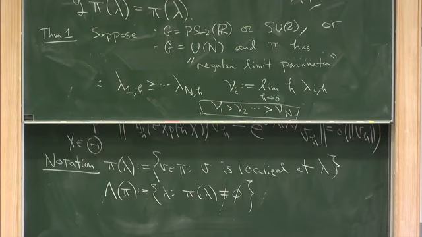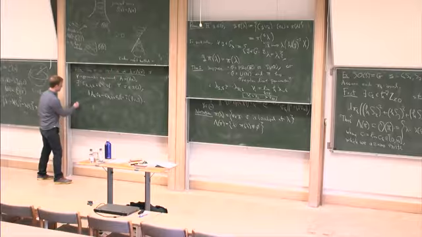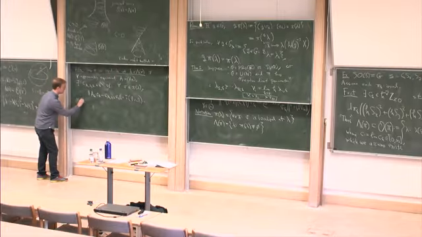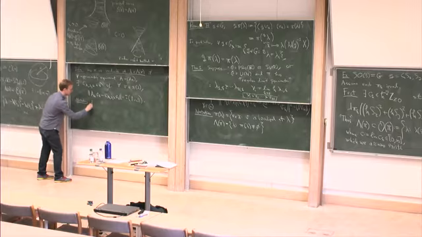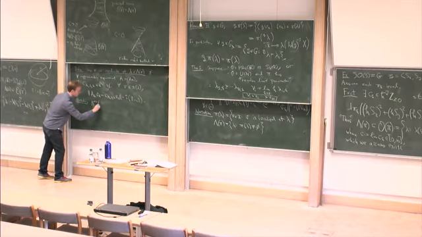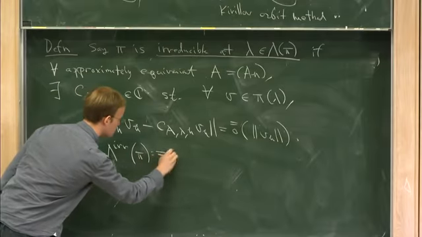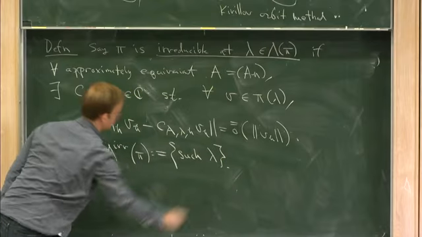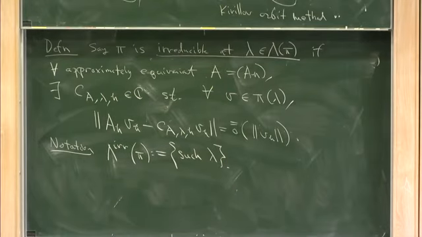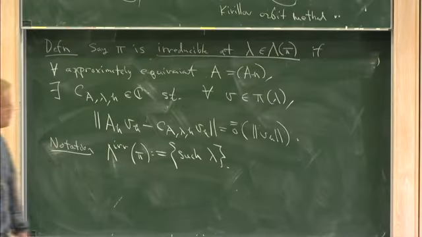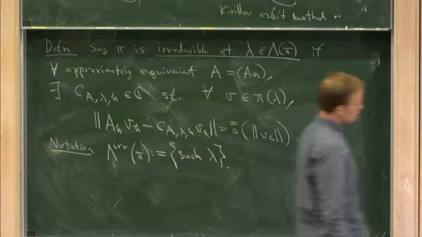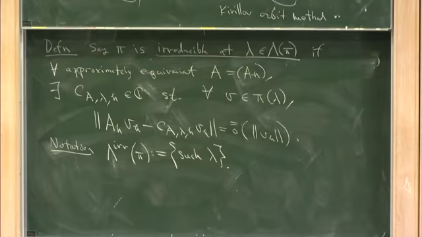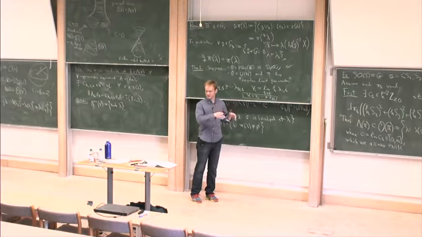So I said that capital lambda of pi is irreducible. So just as a matter of notation, let's write lambda superscript irreducible of pi to be the set of such lambda. Are you in the limit in weight, or is it just the opposite? It's just, I mean, these will be some real numbers. We just require the real numbers to be distinct.